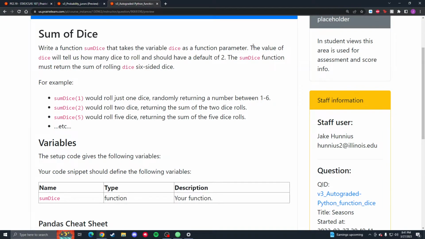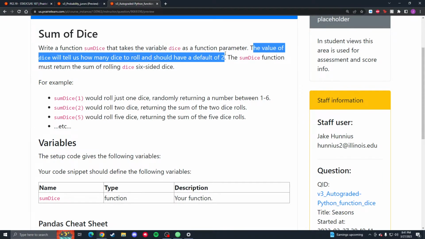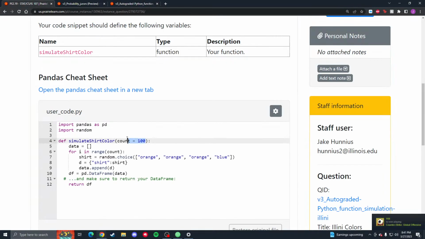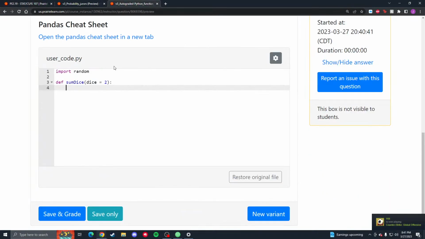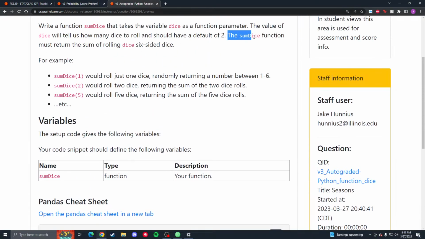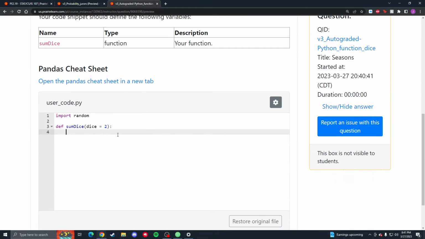All right, now what do we want to do? The value of dice will tell us how many dice to roll, and it should have a default of 2. So we're going to default the dice to 2. It's exactly similar to this count equals 100 from the orange shirt question. The sum dice function must return the sum of rolling 6-sided dice. So if we know we want a sum, and it's going to be a rolling sum, it's going to count the sum for each dice roll.